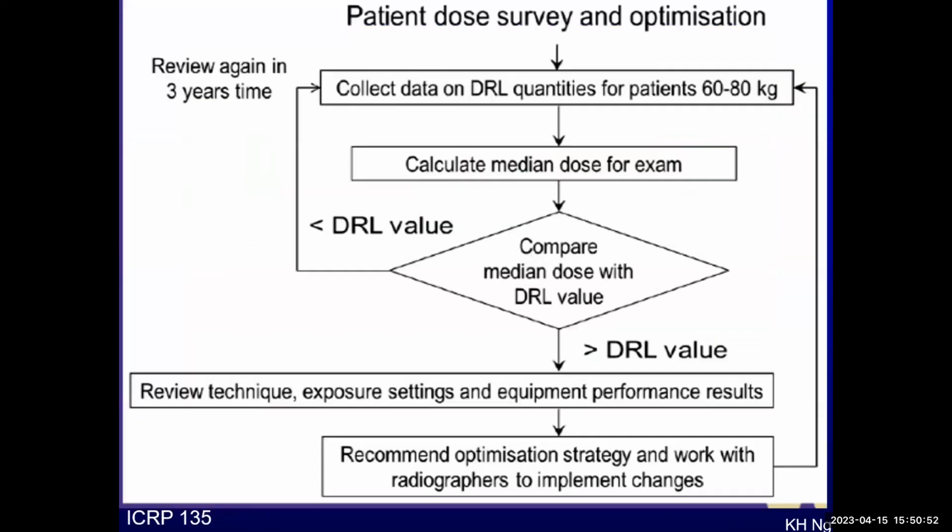So this is a good recommendation from ICRP 135 on how you carry out your DRL measurement, right? You collect data, you select your patient size, calculate the median dose, right? And then you compare it with the DRL. Of course, you also need to establish your DRL first. Okay? If it is greater, review your technique, exposure setting, equipment performance and QC, right? Consult the radiographers, radiologists, and then optimize, and then you go back. Right? So this is a continuous process. It's not one-off. It's important.